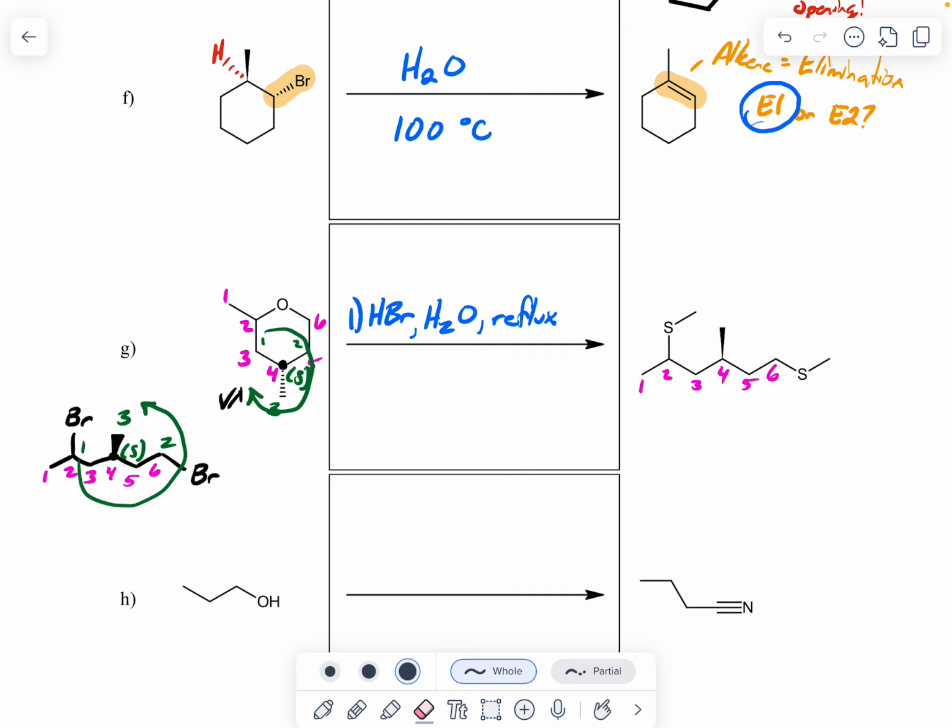We now have 2 leaving groups in the form of these bromides. Of course, in the case of these 2 reagents, we see that the bromine and the bromine must be replaced by the thioether and the thioether. So how do we do that? Simple SN2 actually works in this case.